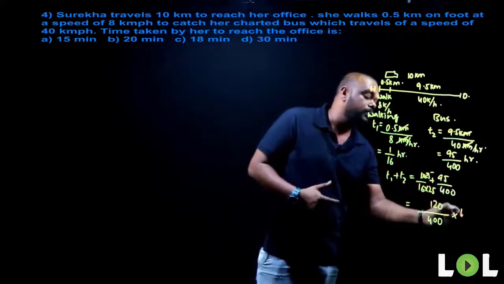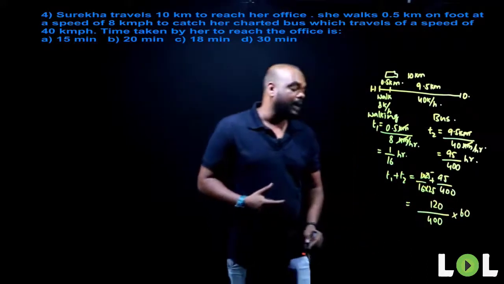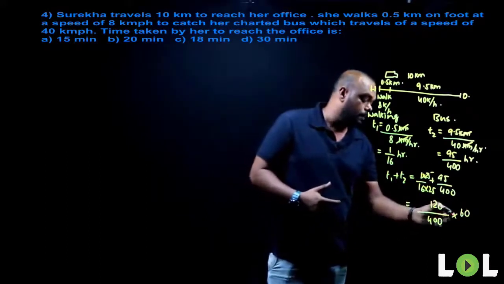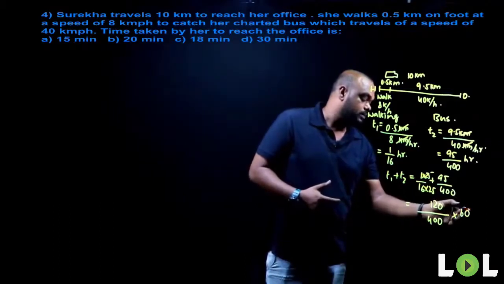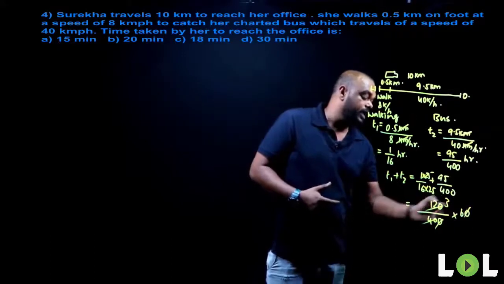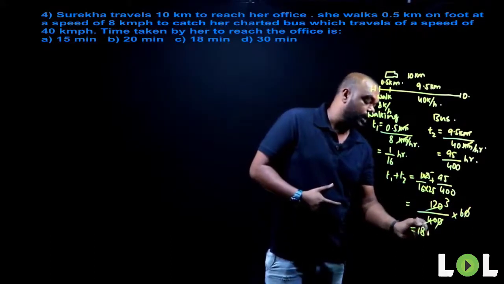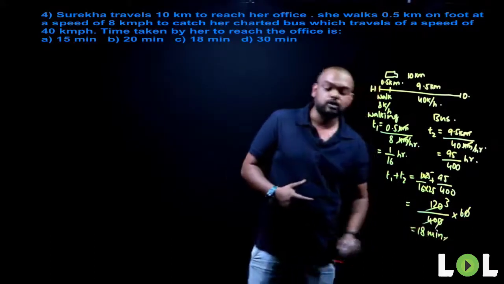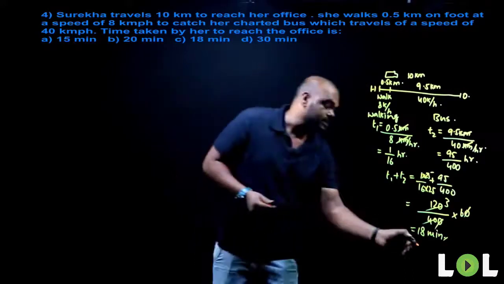To convert it into minutes, multiply with 60. What happens? 0, 0 cancel. 40 into 1, 40 into 3. 3 into 6, 18. So 18 minutes is the answer. Check out. Do we have the option? Option C. That must be my answer.